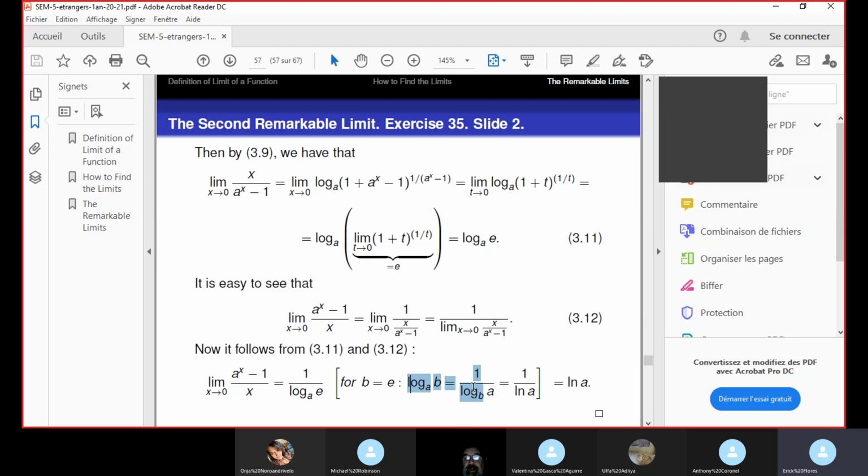So, you see the basic formula here. I will not prove this formula, but if you want, it is possible next time. But in this formula, the only thing which is important is that B is E. You see, you have log to the base a of e. You take b equals e. Then you will have that log to the base a of e is 1 over log to the base e of a.